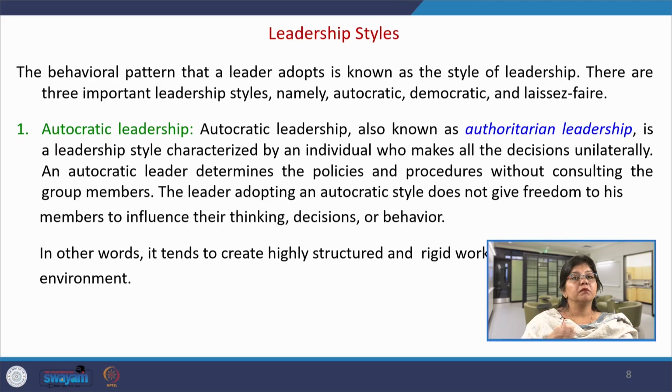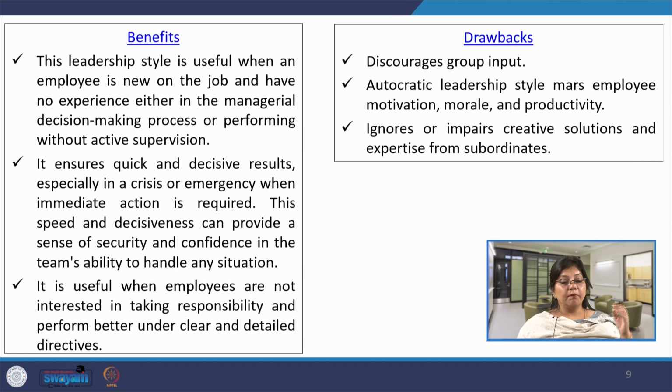Then under such circumstances, autocratic leadership plays a very important role, where the new employee will receive all the directives from the autocratic leader, and the followers have to understand those tasks and then perform accordingly. So, definitely it tends to create a highly structured and rigid work environment, but at the same time it has some benefits as well. So, what are the benefits?